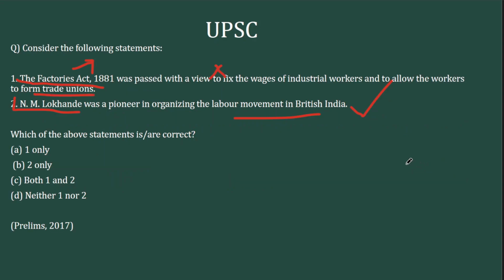So that's the answer. The third question was pretty factual, but on the whole, just keep the idea that the British never tried to promote Indian industries. Their idea was different. If you have that conceptual clarity, at least one or two options can be eliminated in this series of questions. So that's it.